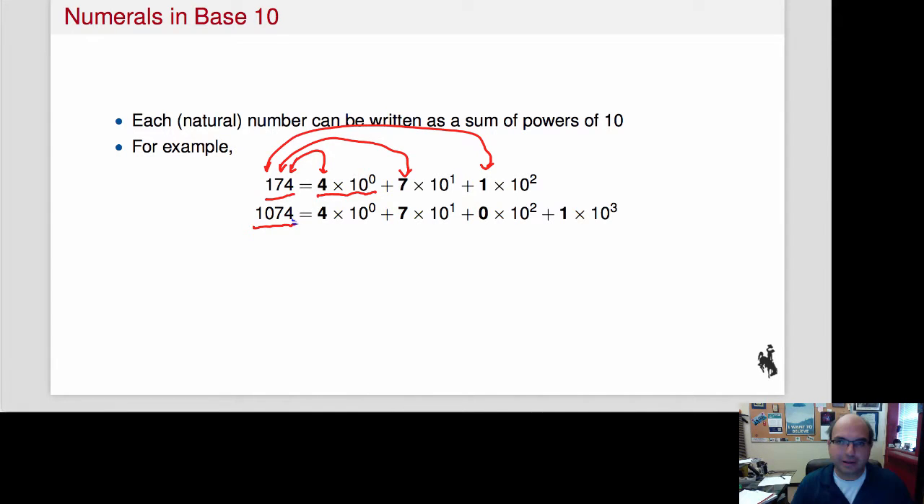Because if I want to have 1,074, then I can actually do that. But now what I have is 4 times 10 to the 0s, 7 times 10 to the 1s, and 0 times 10 to the 2, and then 1 times 10 to the 3. If I didn't have the concept of 0 here, then I couldn't tell those numbers apart, 174 and 1,074. And that's the problem that the ancients had.